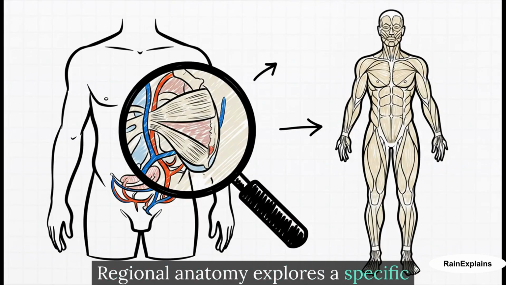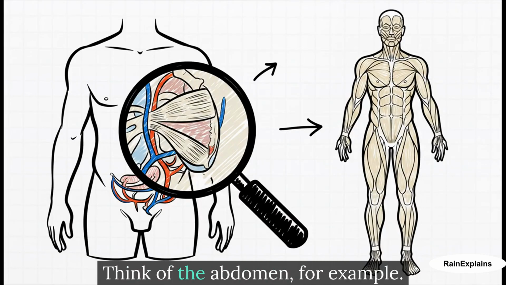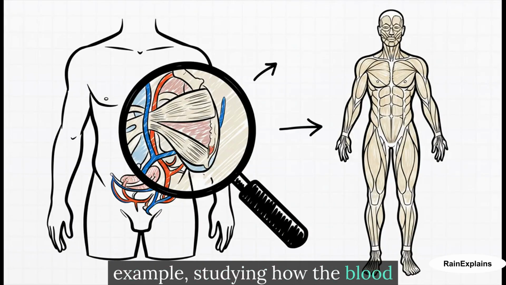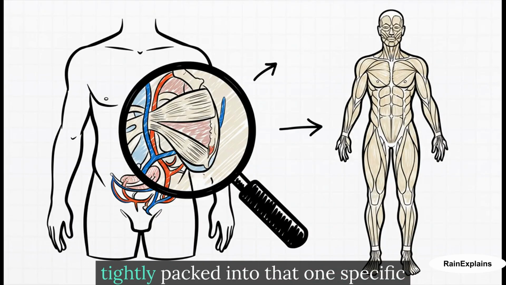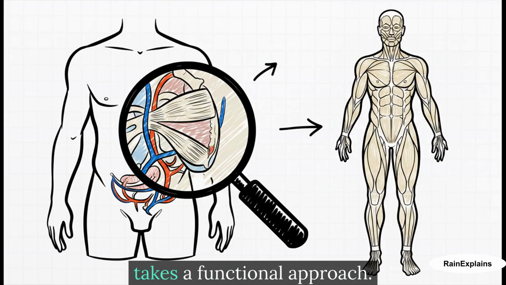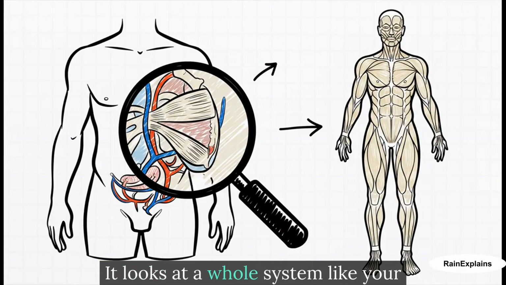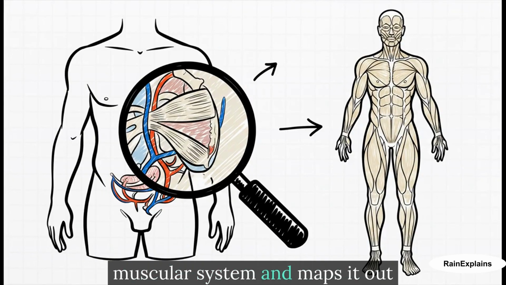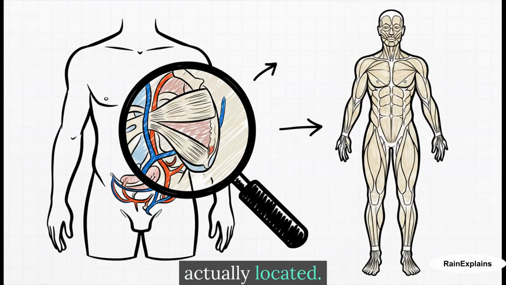Regional anatomy explores a specific localized area. Think of the abdomen, for example, studying how the blood vessels, nerves, and muscles are all tightly packed into that one specific space. Systemic anatomy, on the other hand, takes a functional approach. It looks at a whole system, like your muscular system, and maps it out across the entire body, no matter where those individual muscles are actually located.